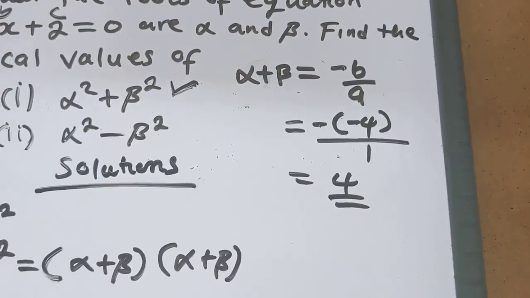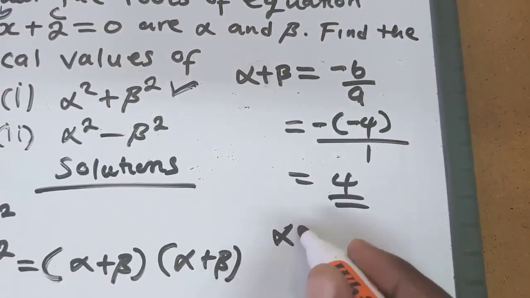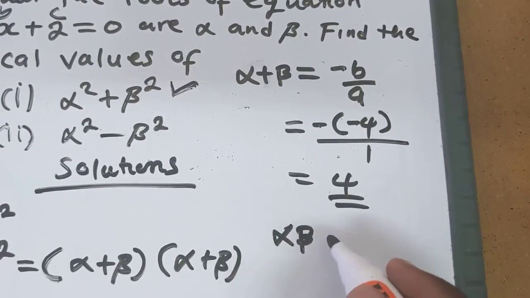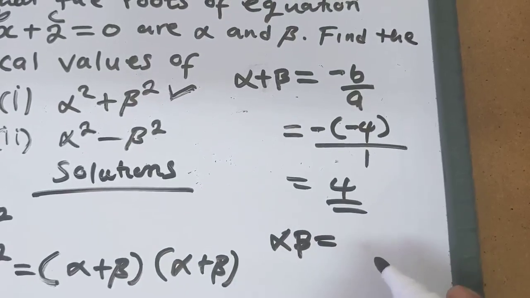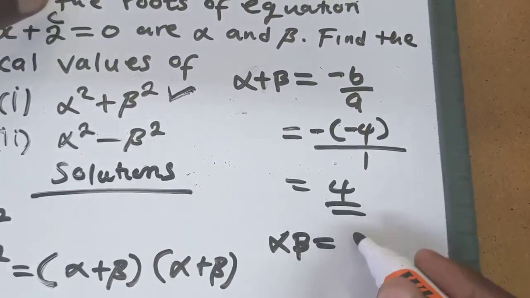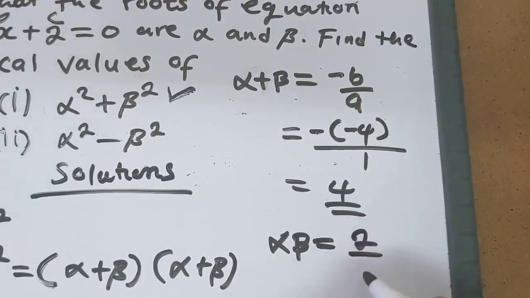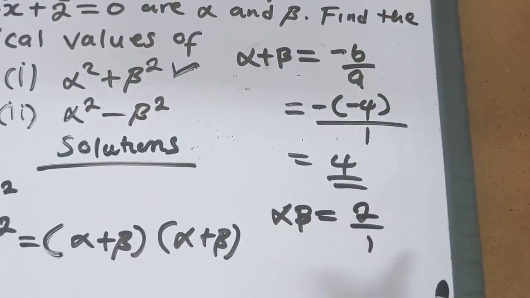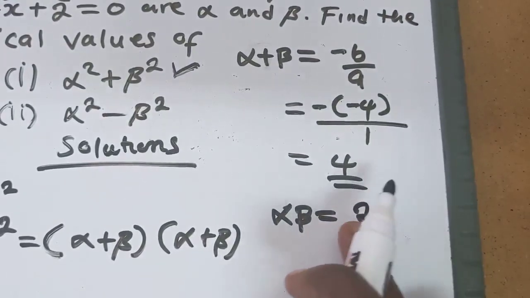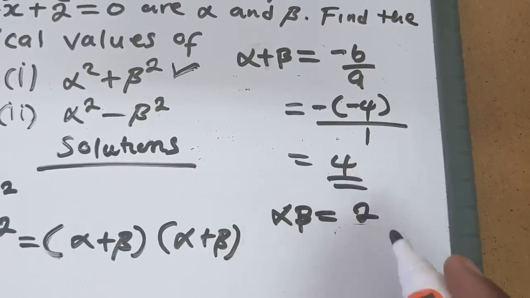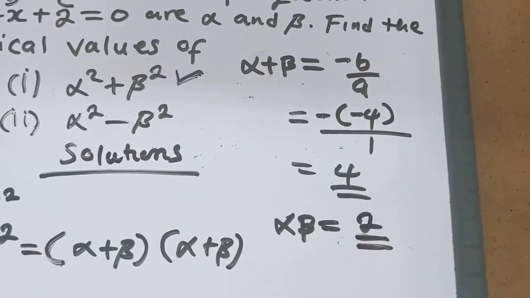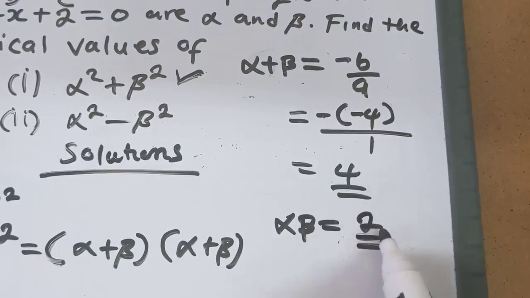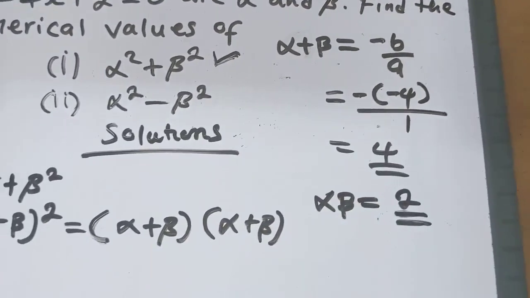How about our product? We said the formula is alpha multiplied by beta, which equals C over A. Our C is 2 and our A is 1, so we are going to have 2 as the product. So this is the answer for the product and the sum.